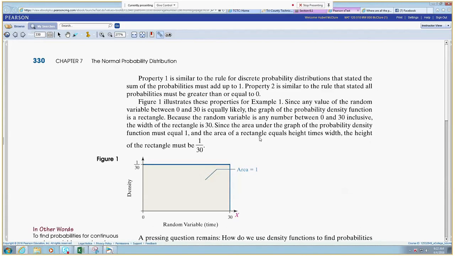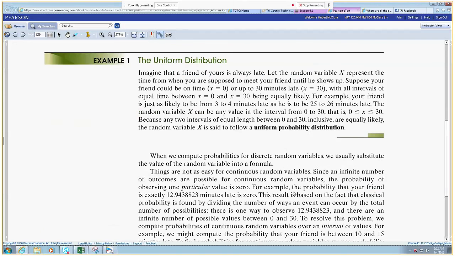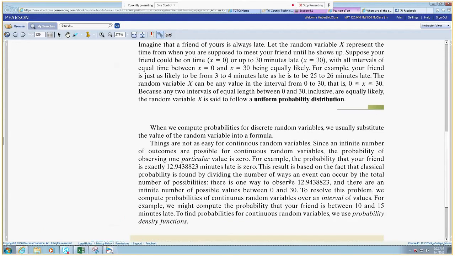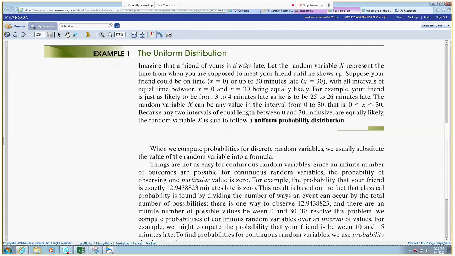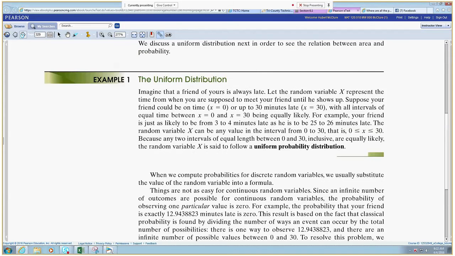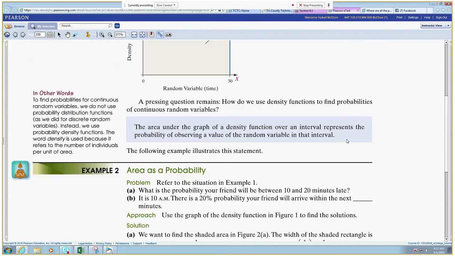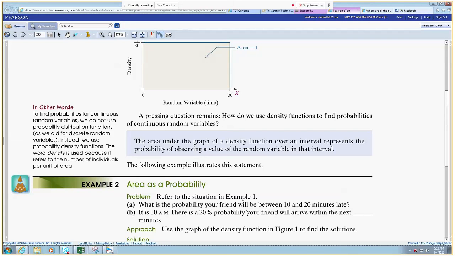All right, well, this example, let's see what the... imagine that a friend of yours is always late. Let the random variable x represent time. Suppose your friend could be on time or up to 30 minutes late. X is between 0 and 30 with all intervals equally likely. Okay. So the next question says, what is the probability that your friend will be 10 to 20 minutes late?